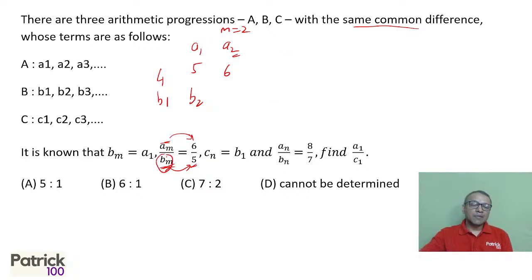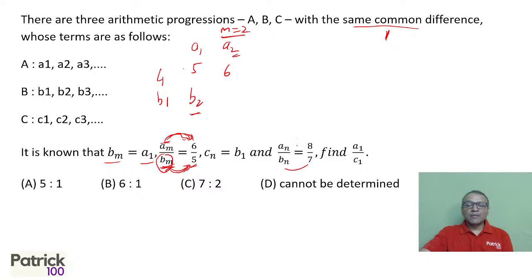I repeat this again. I started with taking BM as 5, so your AM is 6. BM is 5, AM is 6, and BM is equal to A1, so that means A1 is also 5. If A1 is 5, A2 is 6, taking the common difference as 1. So M becomes 2 because AM is 6. If M is 2, then B2 is 5, so B1 is 4. The common difference is the same.